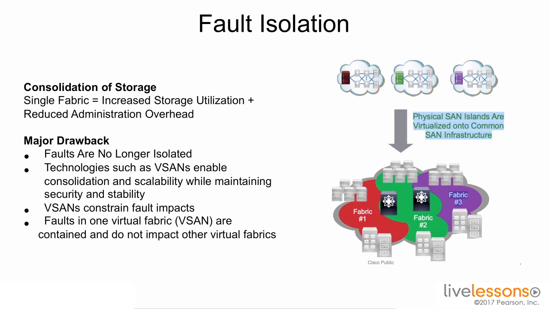But vSANs have constraints and fault impacts. Usually, a fault in a single vSAN does not affect other vSANs on the network. But if you were to physically lose a device that was carrying traffic for multiple vSANs, they can be affected. This is the same with any other virtualization technology.